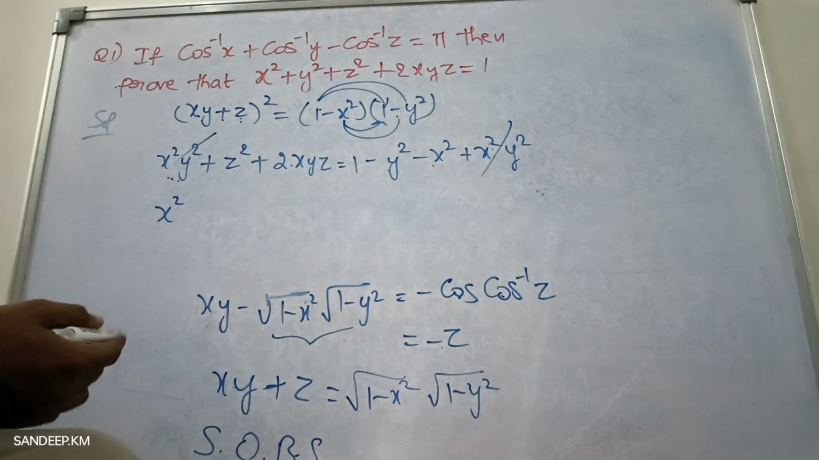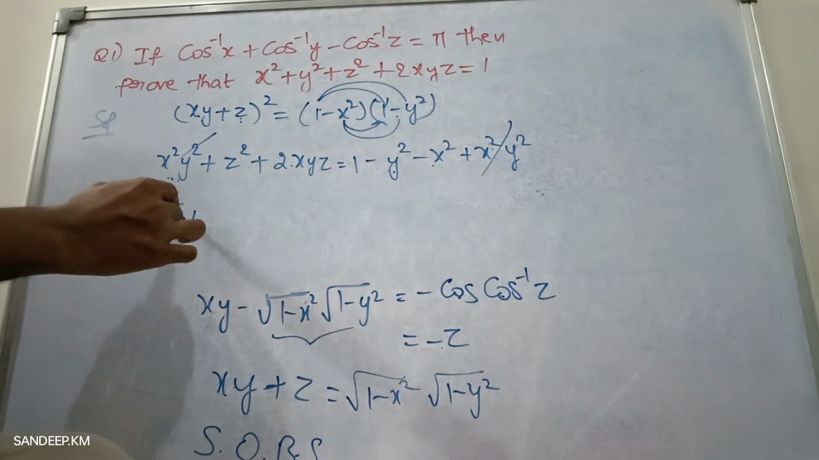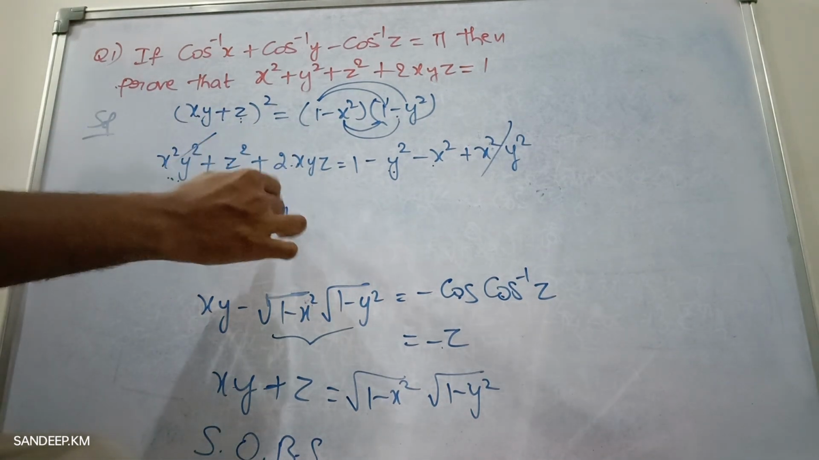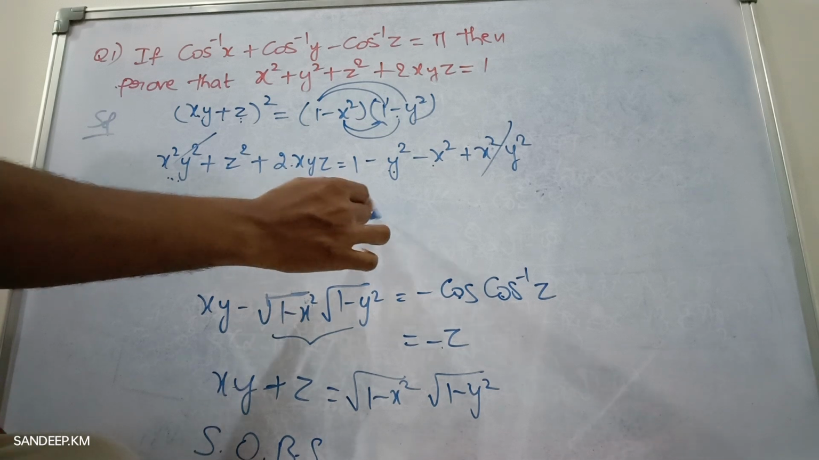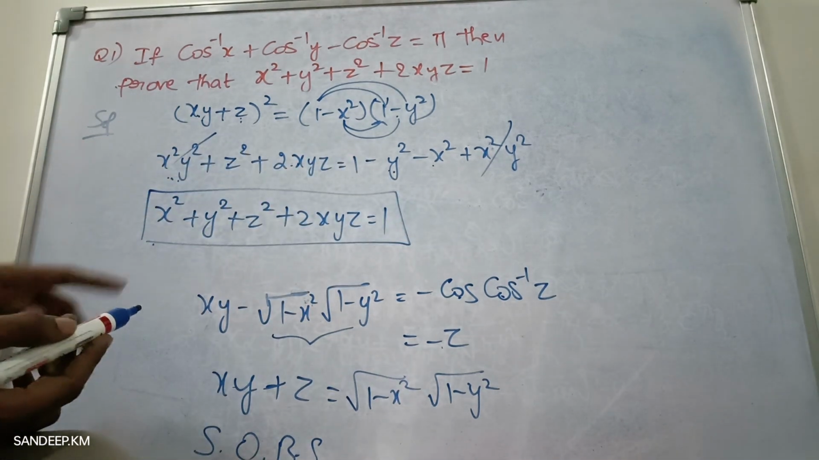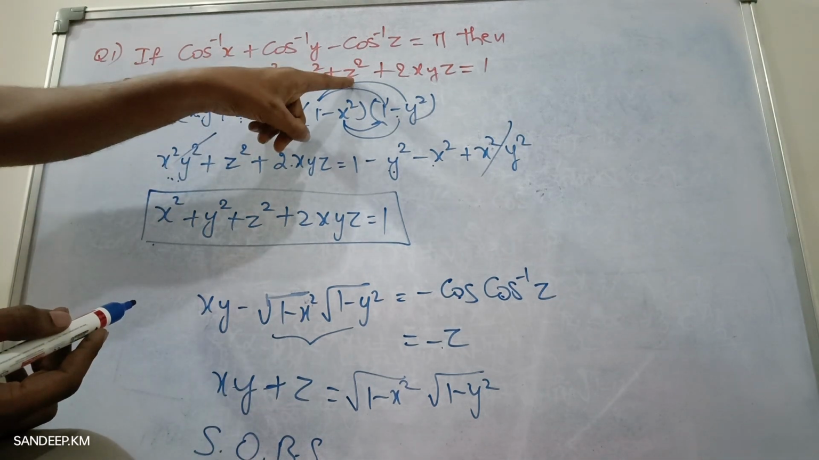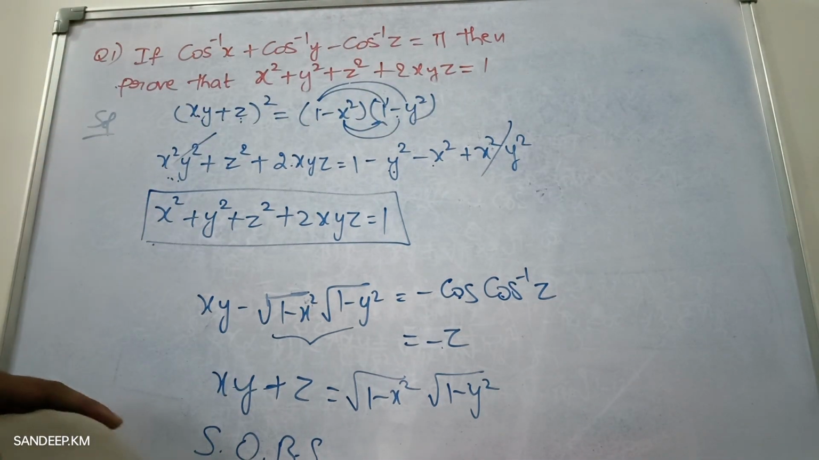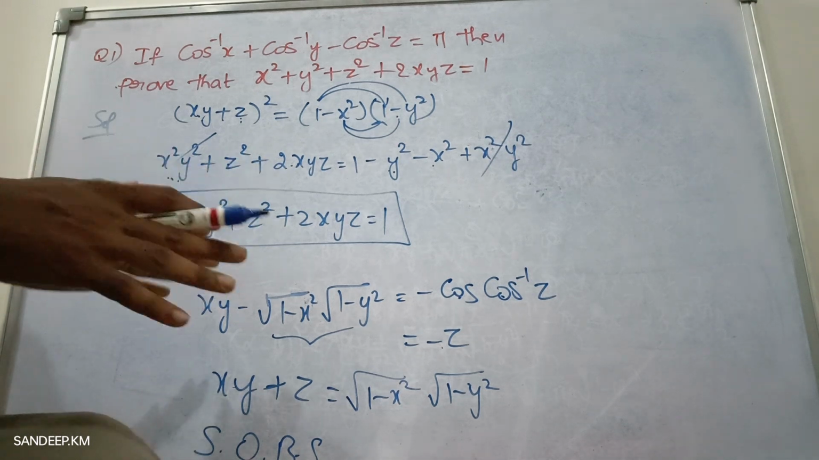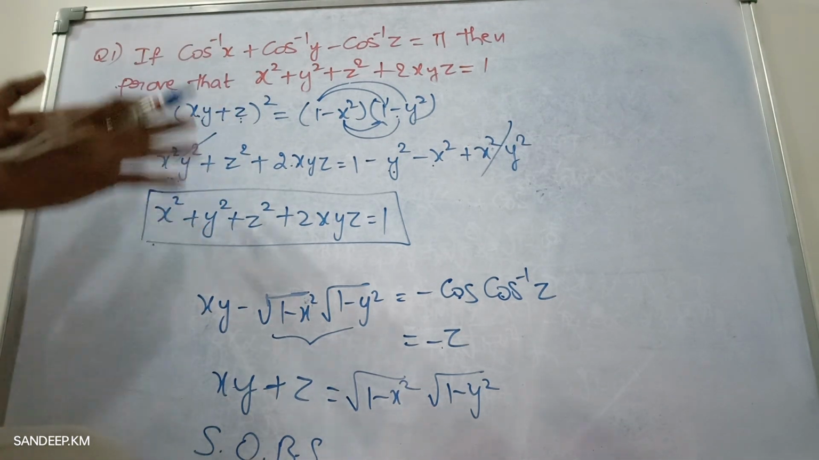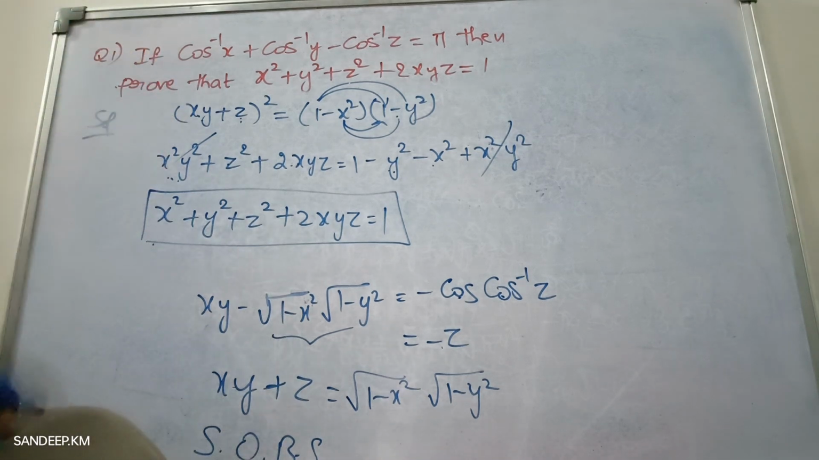Minus x square comes to the left side as plus x square, and minus y square comes to the left side as plus y square, and then plus z square, and then plus 2xyz, and on the right side, who is there? 1. So this is what we are supposed to prove. We have to prove that x square plus y square plus z square plus 2xyz is 1, and we have proved it successfully. It is actually an MCQ, a straight objective question. I have converted it into this particular form. Prove that form. Okay?